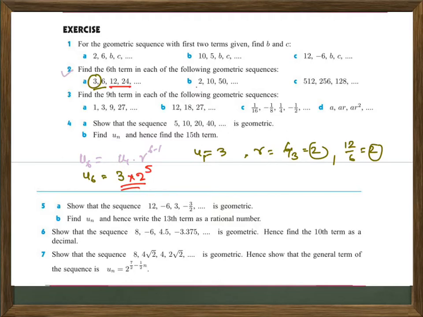We have a few more examples here. I request all of you to pause this video and solve all the questions, and please let me know if you have any concern.